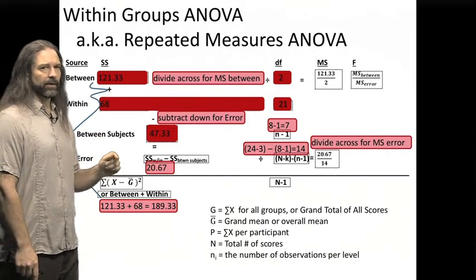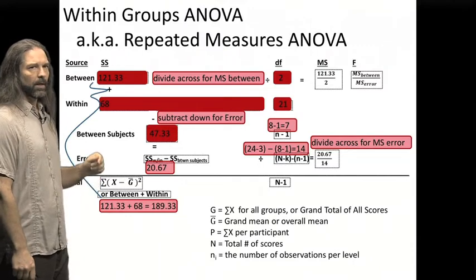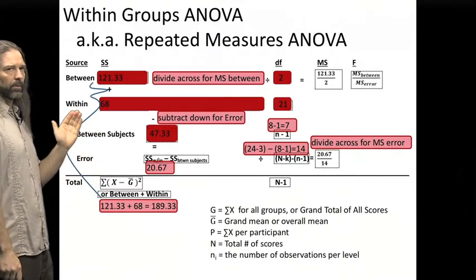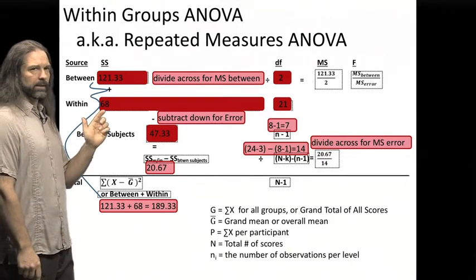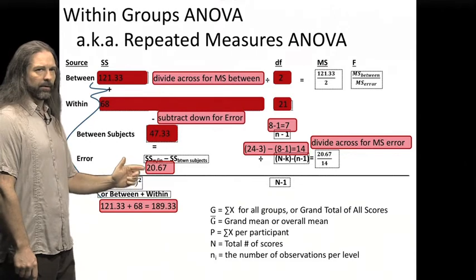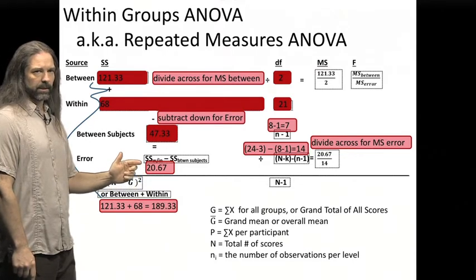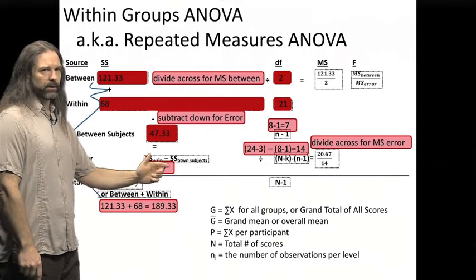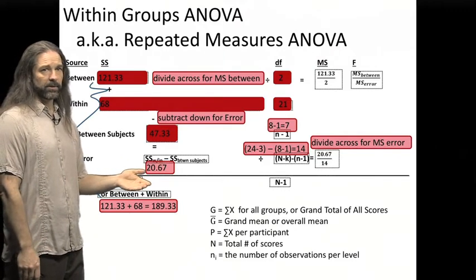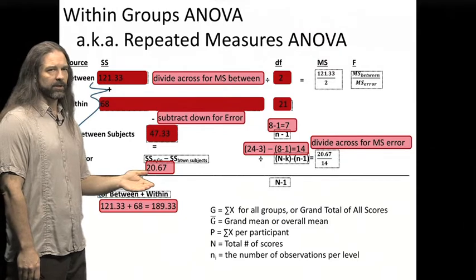How do I get this value down here, the error term? What I do is, because these are indented, they are subcomponents of this. So I take 68 minus 47.33, that gives me the error, or as the formula sheet says, take SS within minus SS between subjects. That remainder is your error term. This is going to be the denominator for your F statistic.